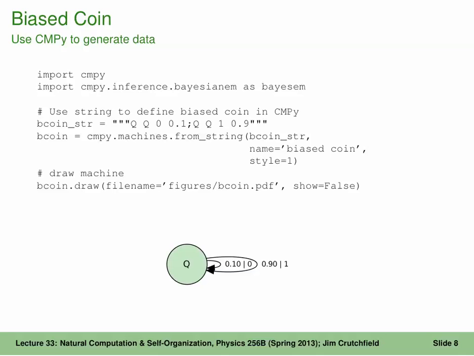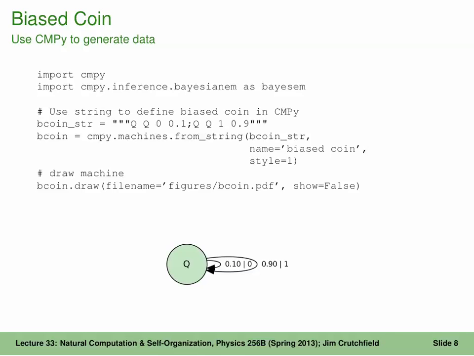The way that I defined this in CMPy was to make a string and then pass that string to CMPy's machine-from-string. So I made it into a recurrent epsilon machine within CMPy, just like the even process or random XOR. It's something with a state and has edges. I'm going to use this extra notation that looks extraneous for the biased coin, but it carries over to all of these other things.